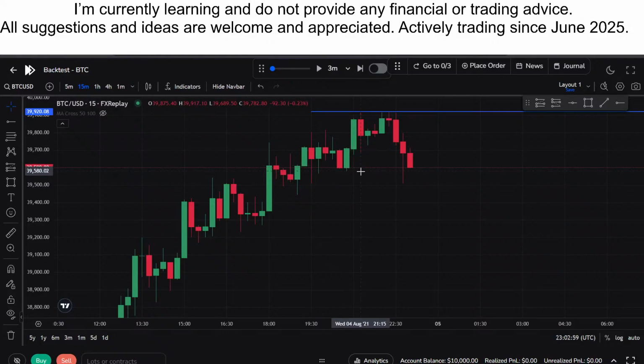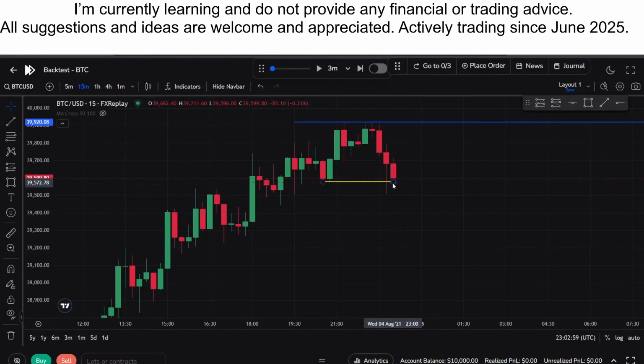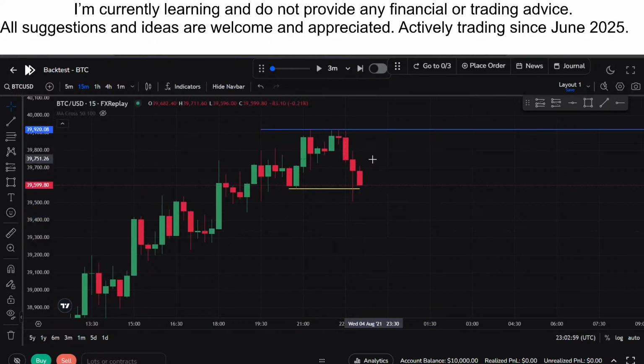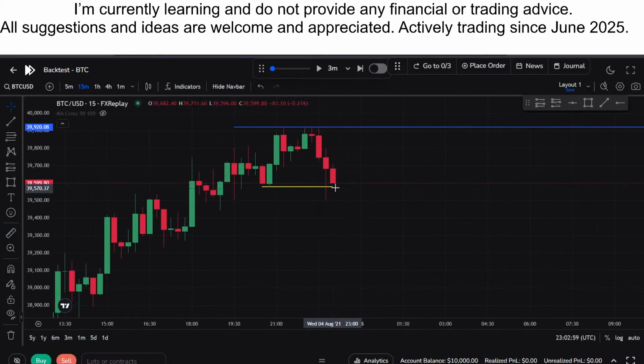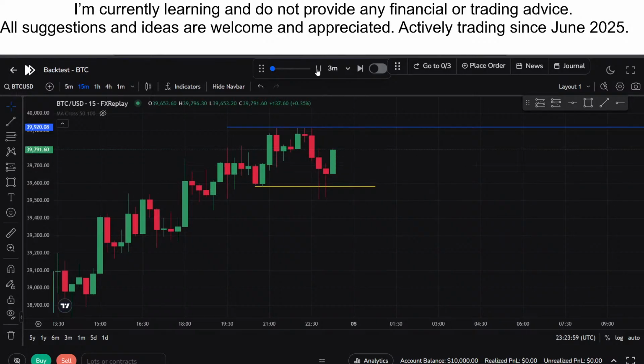So this one, down, up, down. So here also we can see break of structure. And for confirmation, let's put this break of structure around here. Okay, and now let's see. Okay, just a minute.